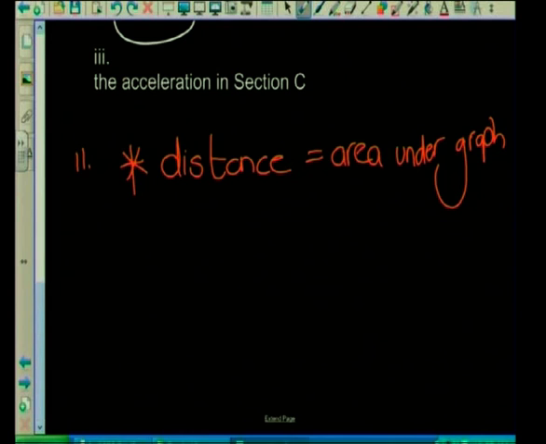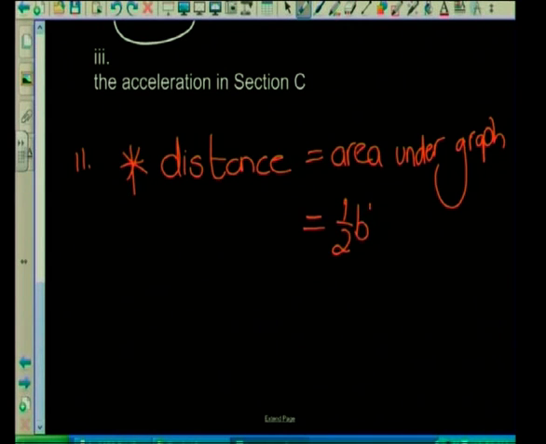That is the equation. Okay? You can't start with the equation for area, because distance doesn't equal a half base times height or length times breadth or whatever the case may be. Distance is the area under the graph, which happens to be a triangle.